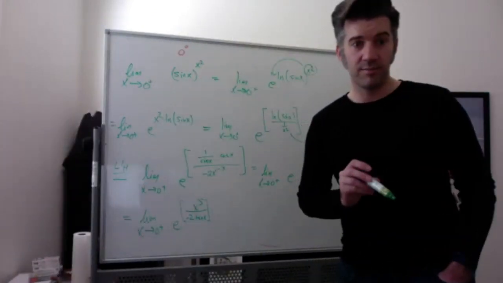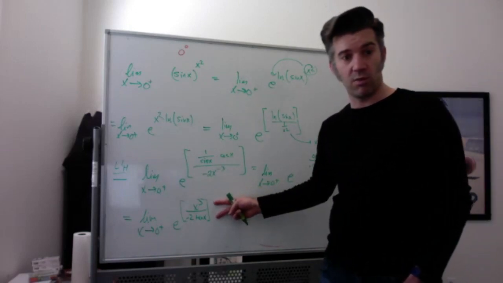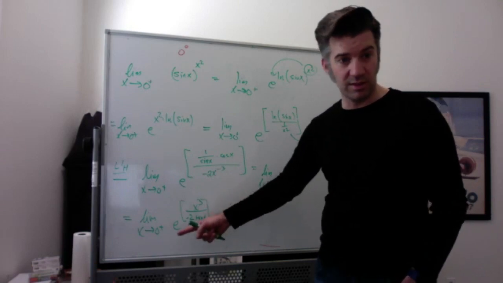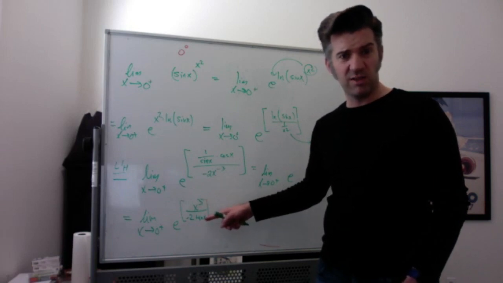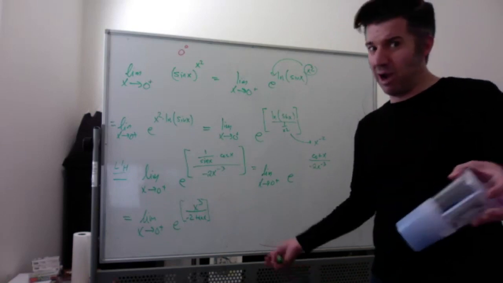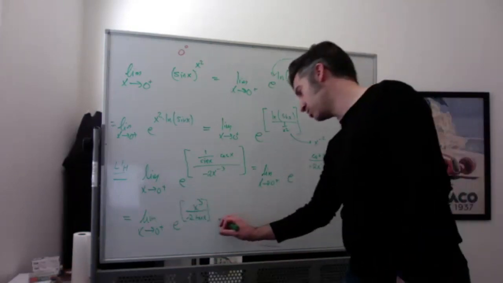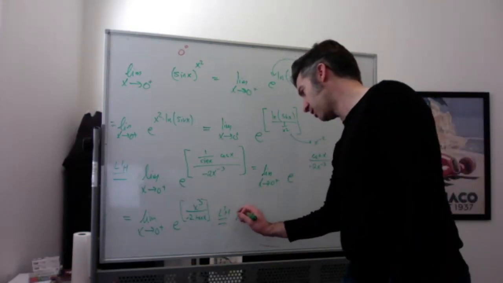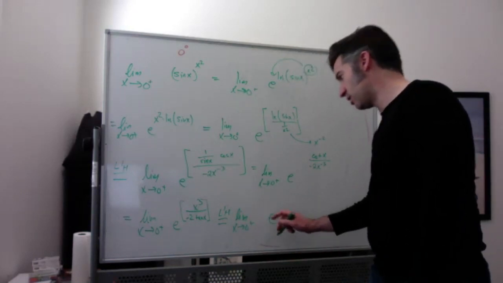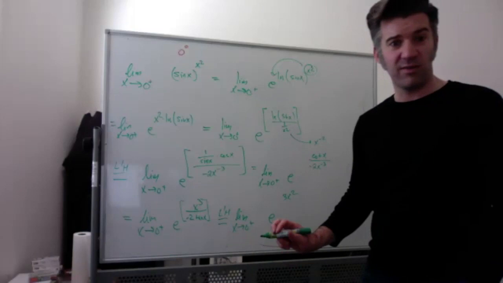Let me ask you guys, can we use L'Hopital's rule here? Is this exponent a 0 over 0 or infinity over infinity? Well, clearly 0 on top because x is going to 0. Is it 0 on the bottom? Is tangent of 0 equal to 0? Yes, it's 0. So this is still a 0 over 0 form. So we can use L'Hopital's rule again. You get the limit as x goes to 0 from the right of e to the, let's see, the derivative of x cubed is 3x squared. The derivative of negative 2 tangent is negative 2 times secant squared.